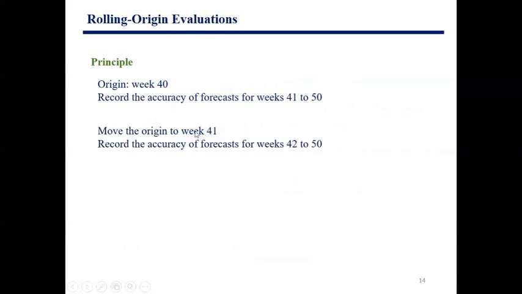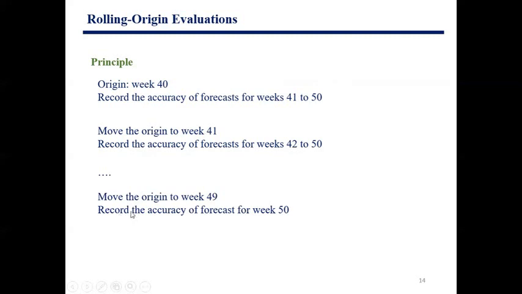So here, the principle is simple. We will start like the fixed origin evaluation. For example, here we will start with the origin at week 40, and we will record the accuracy of the forecast for weeks 41 to 50. But we will not stop here. We will move the origin to week 41, and we will record the accuracy of the forecast for weeks 42 to 50. And we will repeat the same thing until we arrive at week 49. And here, we can generate only the forecast for week 50, and we can record the accuracy of this forecast.